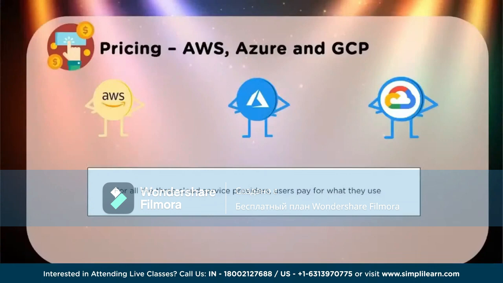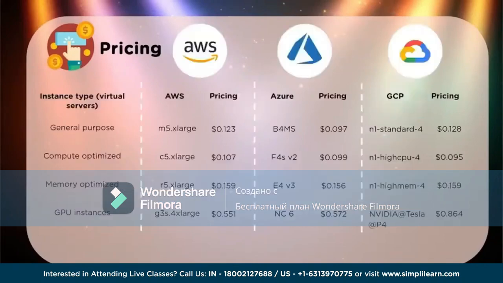These services follow the pay-as-you-go approach. You pay only for the individual services you need for as long as you use them, without requiring long-term contracts or complex licensing. Now on screen, you can see the pricing for each of these cloud service providers with respect to various instances like general purpose, compute optimized, memory optimized, and GPU.